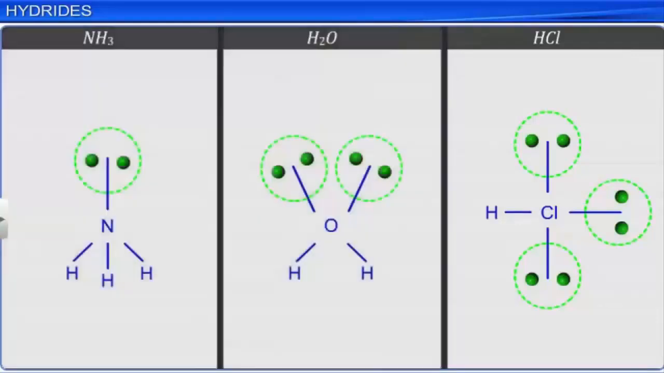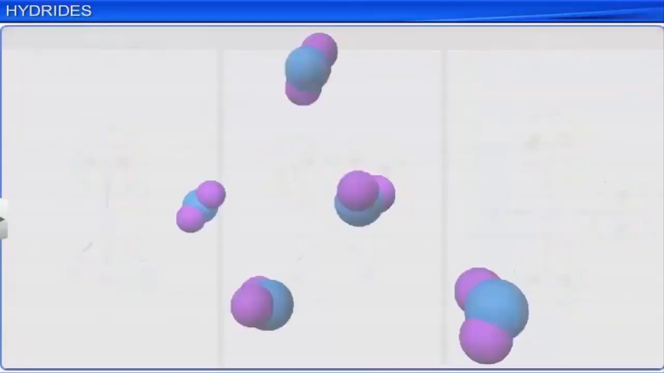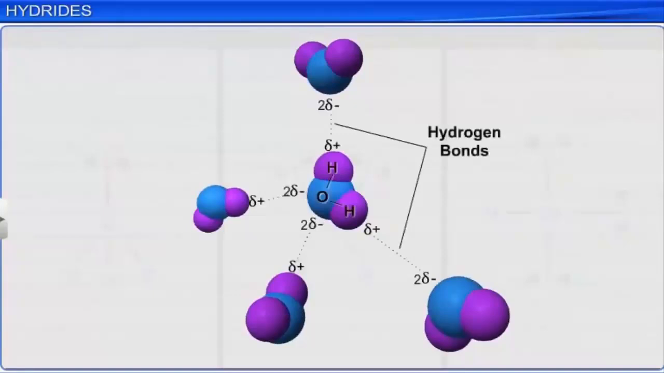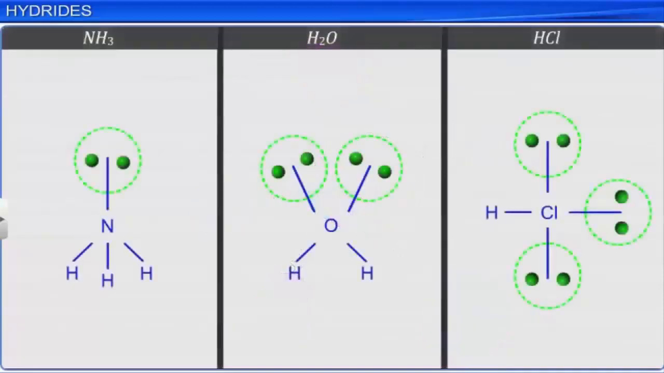Due to the presence of excess lone pairs, these hydrides behave as Lewis bases, which are electron donors. These hydrides also form hydrogen bonds between molecules due to the high electronegativity of nitrogen and oxygen. Electron-rich hydrides are poor conductors of electricity and are soluble in organic solvents.